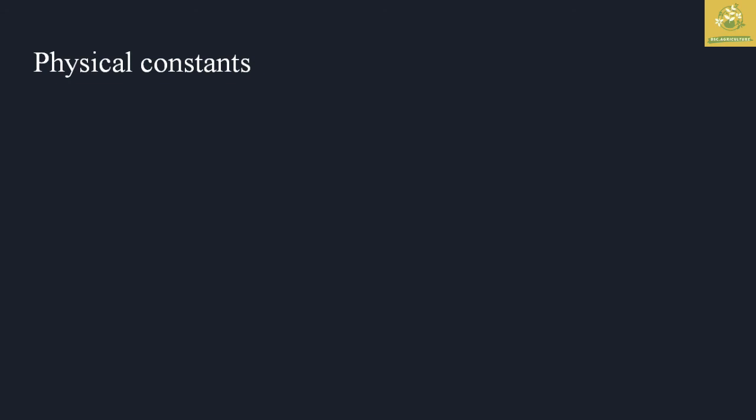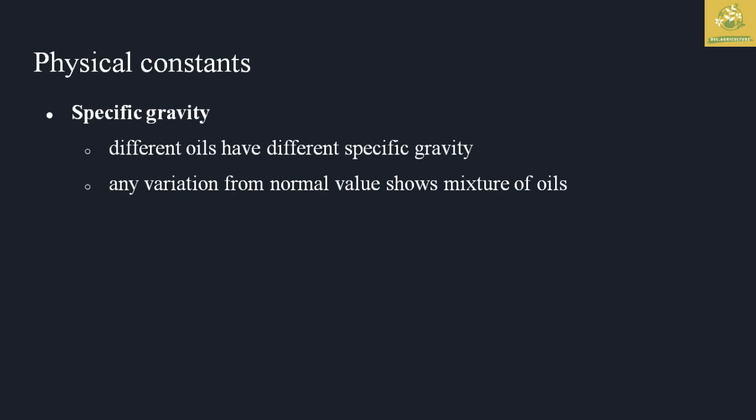So the first one in the constants we are going to see is physical constants. The first one is specific gravity. Different oils have different specific gravities. So any variation from the normal value shows that a mixture of oils is present in that particular fat.